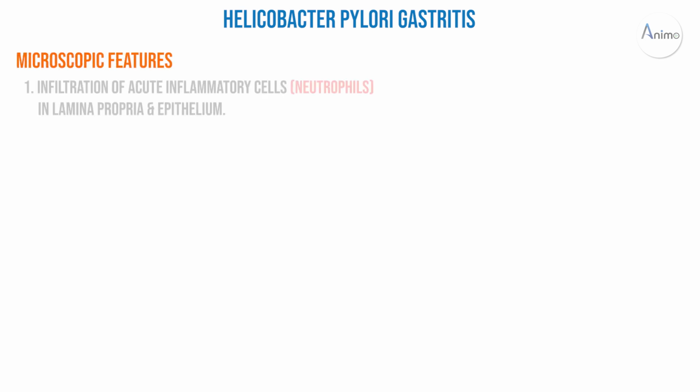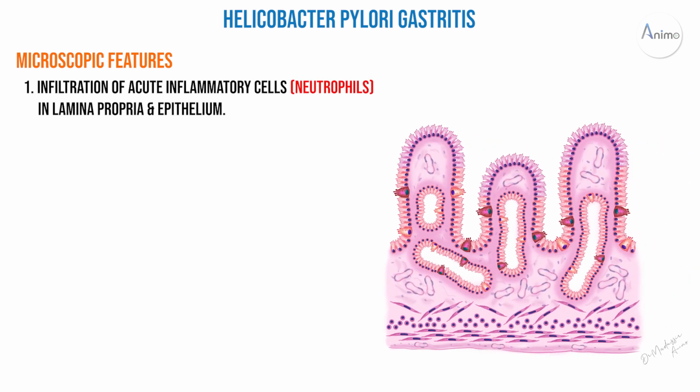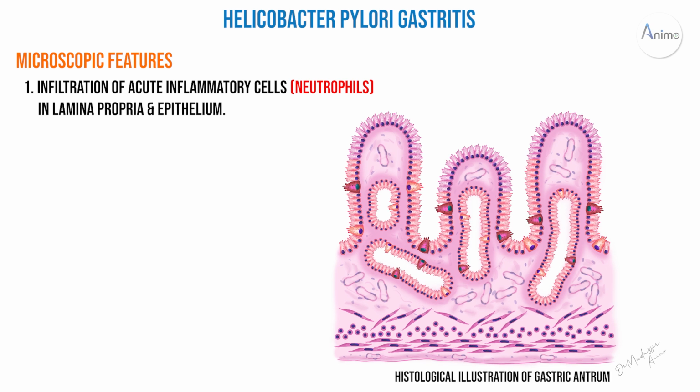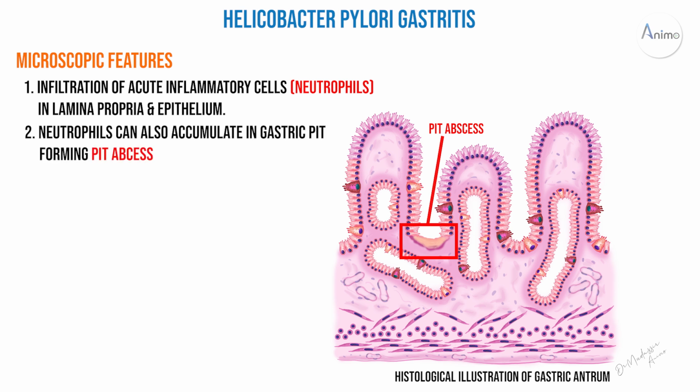We find there is infiltration of inflammatory cells. So look at this diagram. This is a normal illustration of the gastric antrum, and after H. pylori grows in the antrum of the stomach of this patient, there are significant changes in the histology of the antrum. First of all, we will find the formation of an abscess in the gastric pits of the stomach. This is known as the pit abscess. And this abscess forms because of the presence of acute inflammatory cells, which are the neutrophils. So there is neutrophilic infiltration.